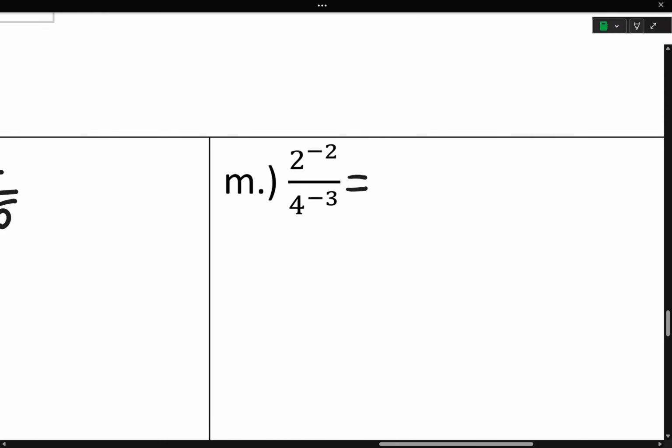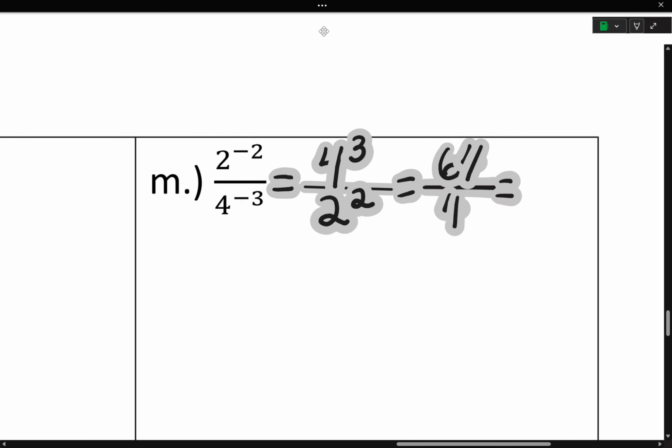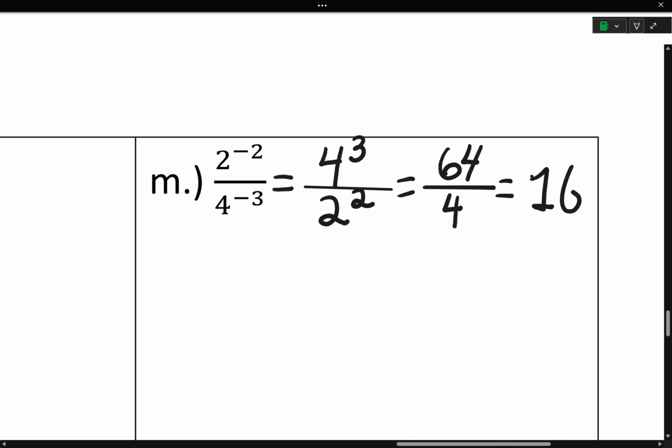Ooh, we got 2 negative exponents. Well, that means 2 to the negative 2nd goes to the bottom as 2 to the positive 2nd, and 4 to the negative 3rd goes up top as 4 to the positive 3rd. 4 to the power of 3 is 64. 2 to the power of 2 is 4. And we could simplify that even further. 16.